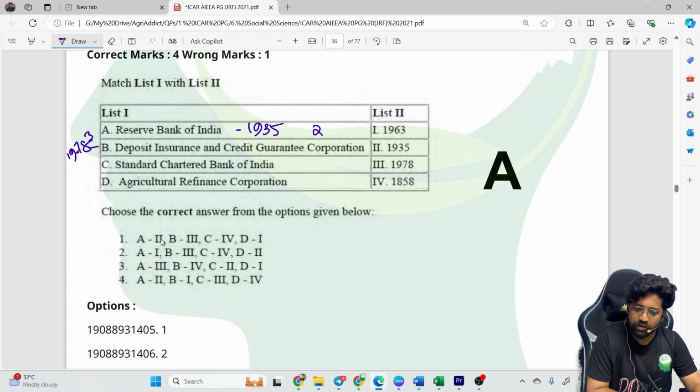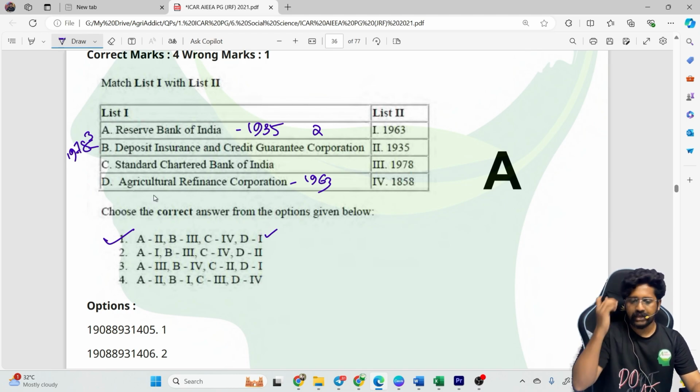The only option that goes with this is the first option. So Reserve Bank of India 1935, Deposit Insurance and Credit Guarantee Corporation 1978, then Agriculture Refinance Corporation 1963, that also we know, 1963. So D will be connected with 1, and the Standard Chartered Bank of India will obviously be connected with 1858. So C will be connected with the fourth option, and the first option will be the correct answer.